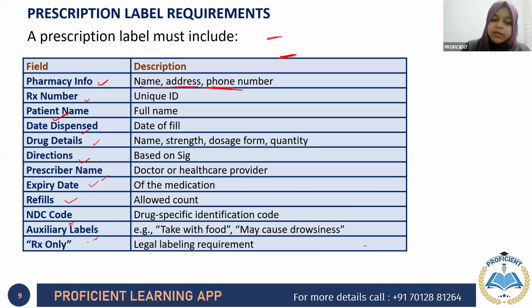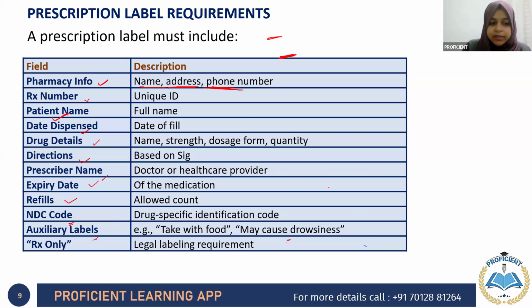Then auxiliary labels, what are they? Some drugs should be stored away from light, so such drugs will have a label. Some drugs can cause drowsiness, like your first generation antihistamines, so there you will write that it may cause drowsiness.